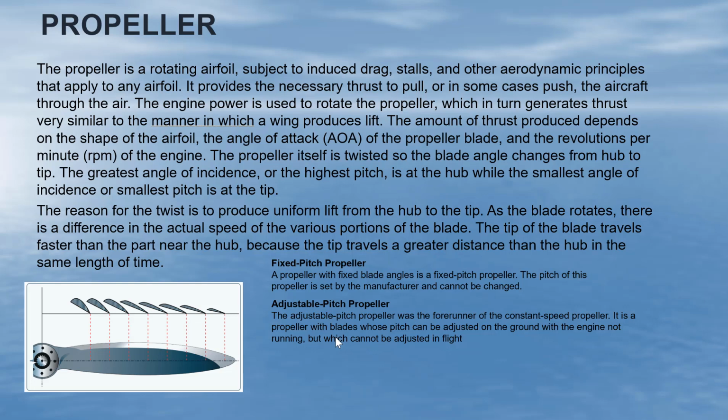There are two types of propellers that we'll talk about today: fixed pitch propeller. A propeller with fixed blade angles is a fixed pitch propeller. The pitch of this propeller is set by the manufacturer and cannot be changed. The second type that we'll talk about is the adjustable pitch propeller. The adjustable pitch propeller was the forerunner of the constant speed propeller. It is a propeller with blades whose pitch can be adjusted on the ground with the engine not running, but which cannot be adjusted in flight.